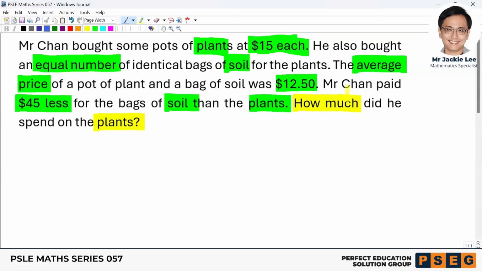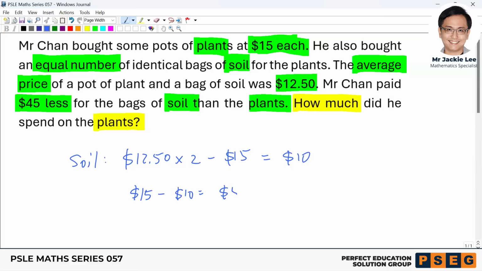So at the end of the day, we are just finding how much he needs to spend on the plants. The average is basically the price of the 2 items added together, divided by 2. So for the soil itself, the price should be the average times 2 first, then minus off the 15. So 25 minus 15, I think this will be $10. So between the plants and the soil, the difference is $5, which is 15 minus 10.